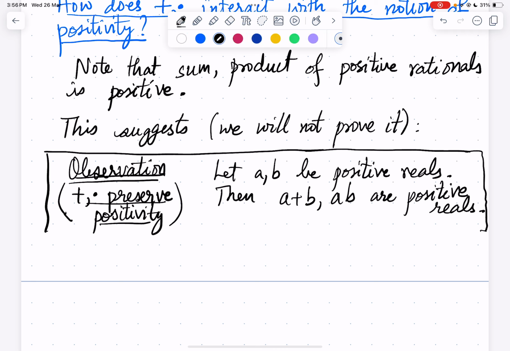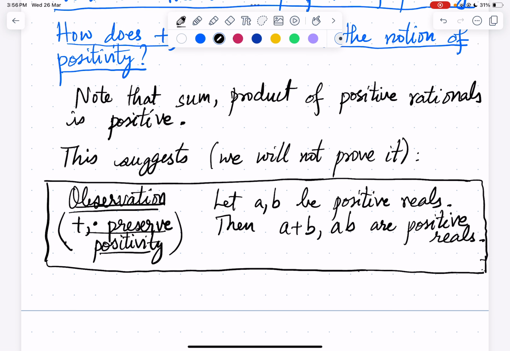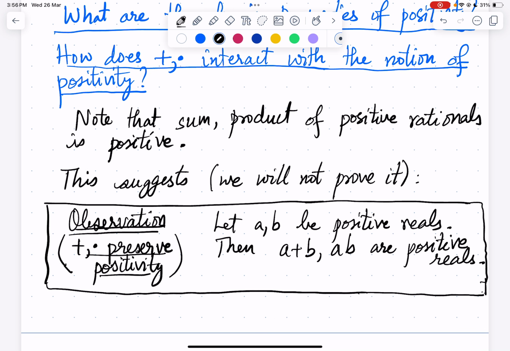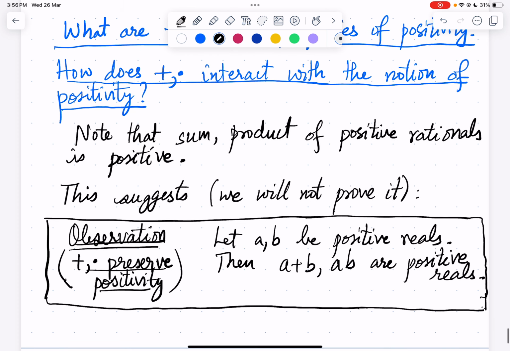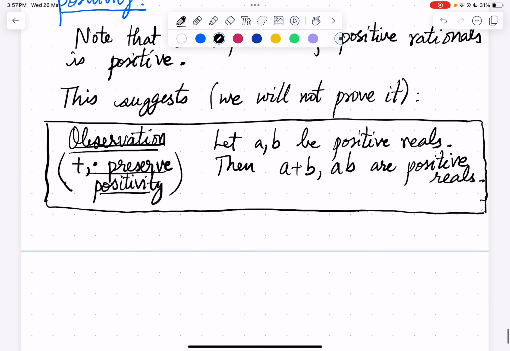This agrees with our intuition. We already know that the sum and product of positive rationals is positive. So this agrees with the corresponding statement for rationals. We extend the statement to saying that the sum and product of positive reals must be positive. So this is one observation. We will not prove it.